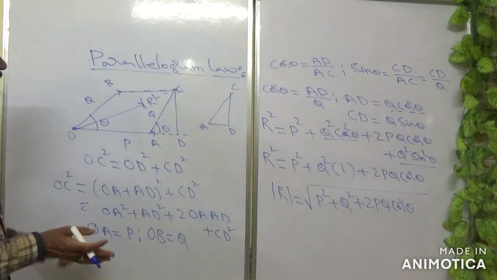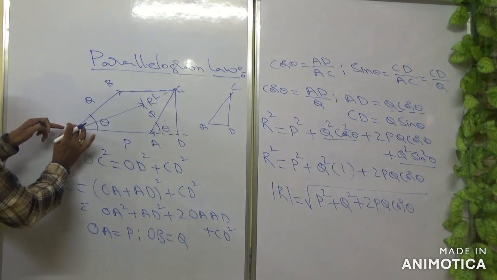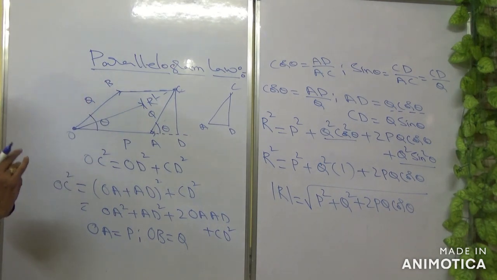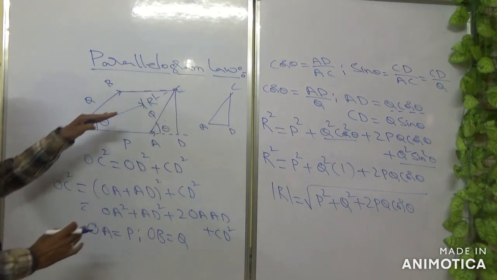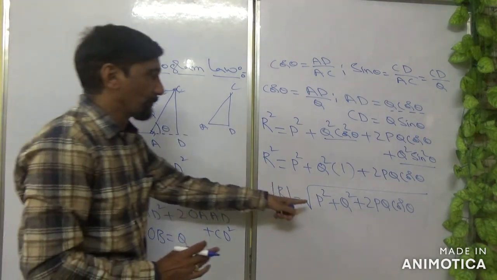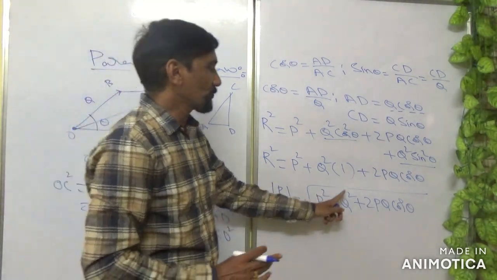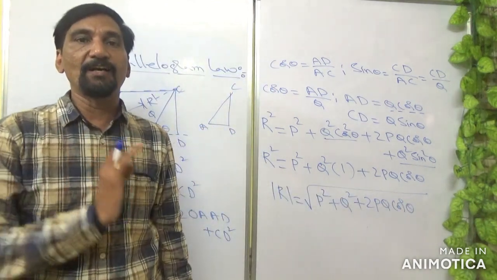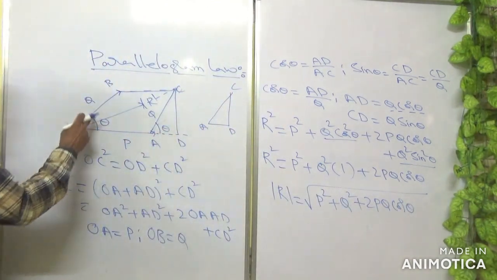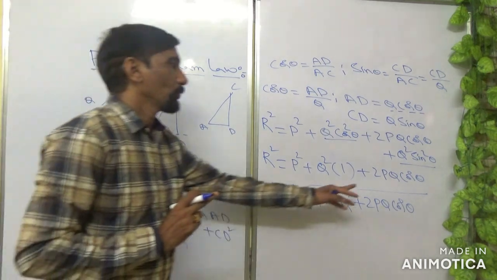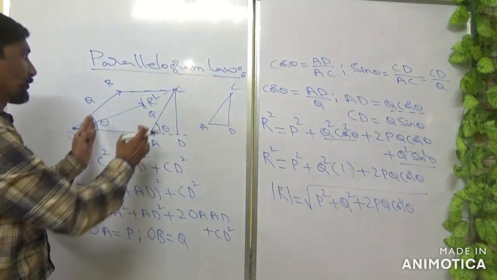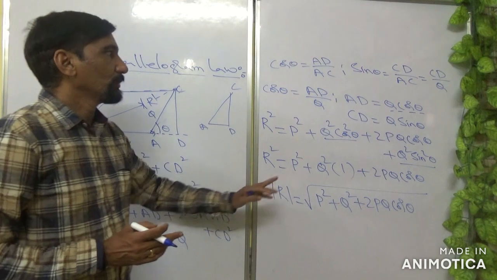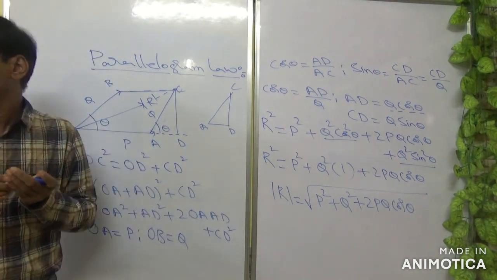Means whenever two vectors are inclined at an angle theta, the magnitude of the resultant is given by root over P square plus Q square plus 2PQ cos theta, where theta is the angle between the two vectors. So this is only magnitude. You need to find direction also now.